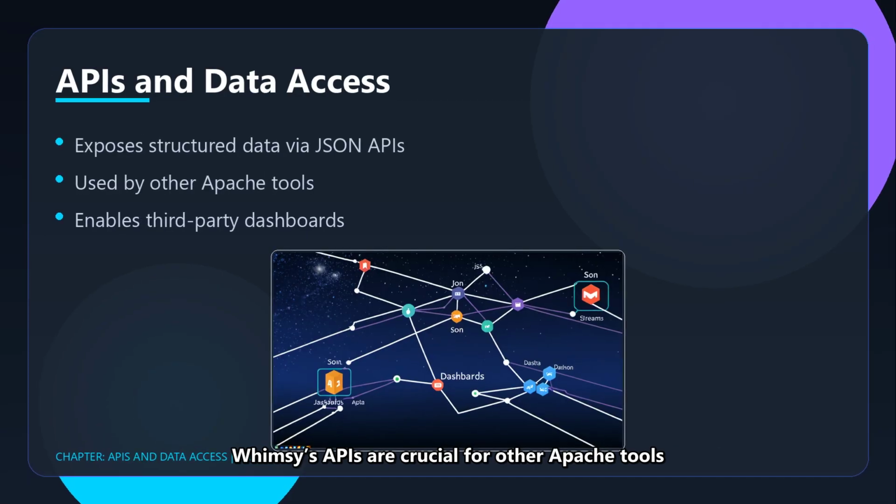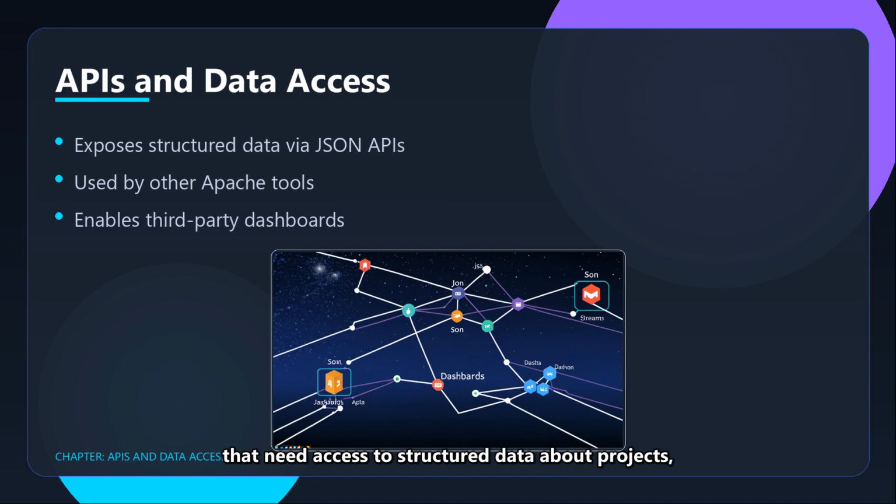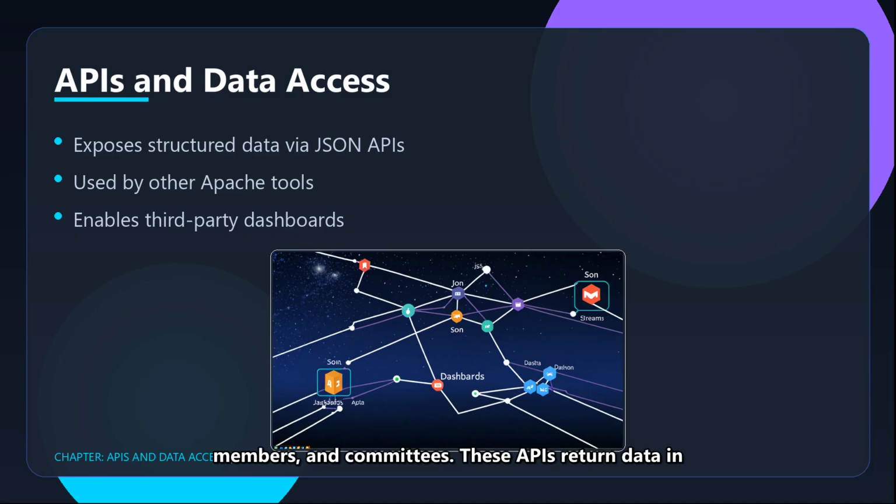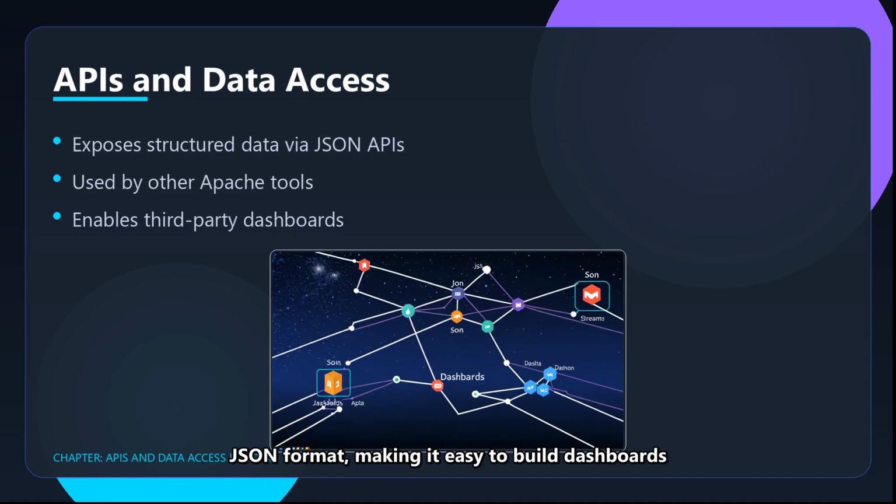Whimsy's APIs are crucial for other Apache tools that need access to structured data about projects, members, and committees. These APIs return data in JSON format, making it easy to build dashboards or automate workflows.